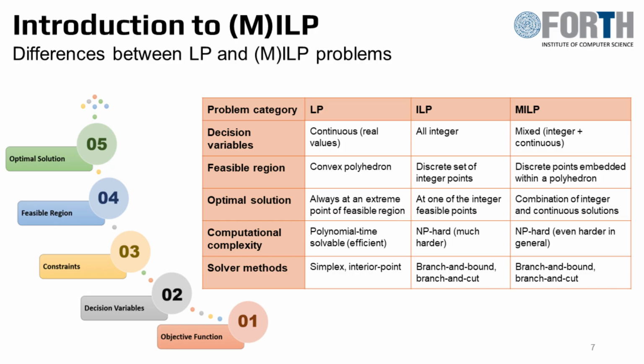Finally, fifth, solution strategy. LP solvers exploit convexity by moving along edges of the feasible polyhedron using algorithms such as simplex or interior point methods. MILP solvers, on the other hand, rely on branch and bound and related methods. They repeatedly solve LP relaxations, partition the search space, compute bounds, and prune regions intelligently.